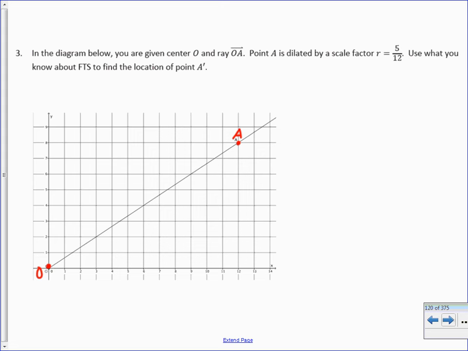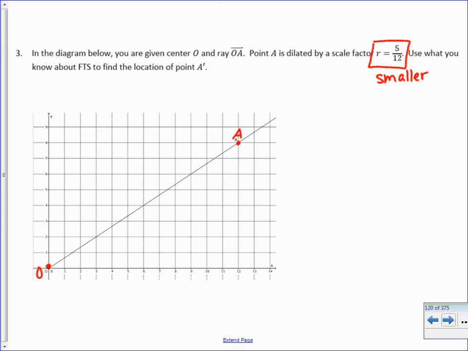Point A is being dilated by a scale factor R equal to 5/12. So again, I would highlight that, circle it, box it in. Use what you know about the fundamental theorem of similarity, also known as FTS, to find the location of point A prime. So right away, what I should notice is my scale factor is less than 1, so I know my figure or my image will be made smaller.